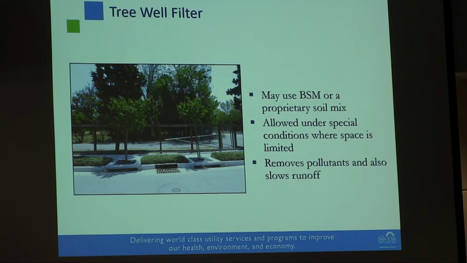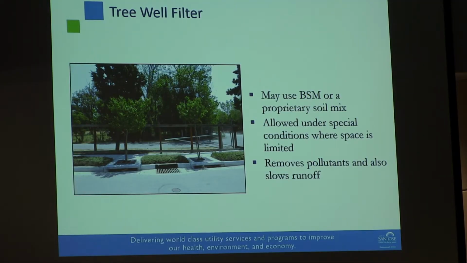The next type of GSI are tree well filters. It often uses BSM that's similar to what's in bioretention areas, but it can be a proprietary blend of soil that has an even higher infiltration rate because you have a smaller surface area to get the water to infiltrate into. And then it typically uses a tree or a shrub to help treat the water and reduce flows through evapotranspiration. These aren't typically permitted anymore unless there's special site requirements that are met. Usually higher density sites will be allowed to have tree well filters in them.